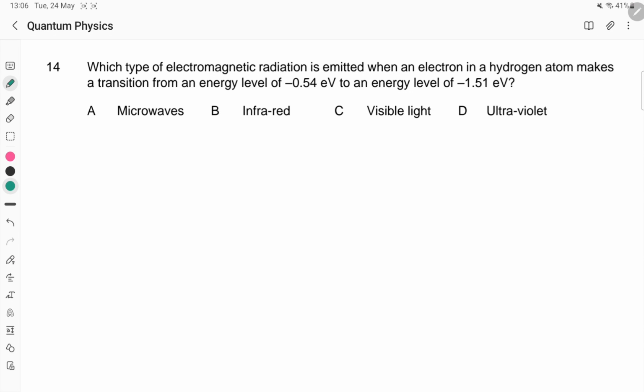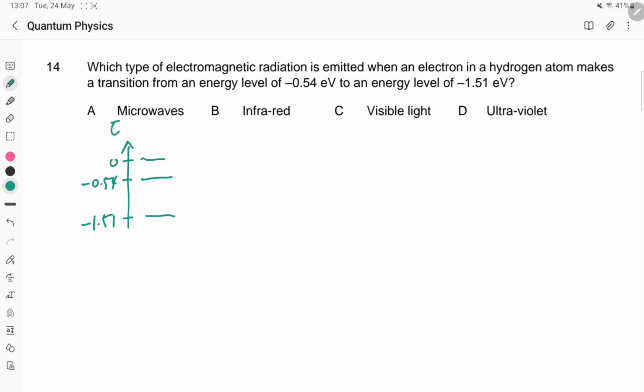For this question, we're supposed to figure out that a transition from energy level 0.54 to 1.51 eV corresponds to which part of the EM spectrum. So we have a 0 here. For all of these kinds of questions, I'll always just draw a simple diagram. So we have a minus 0.54 and a minus 1.51.